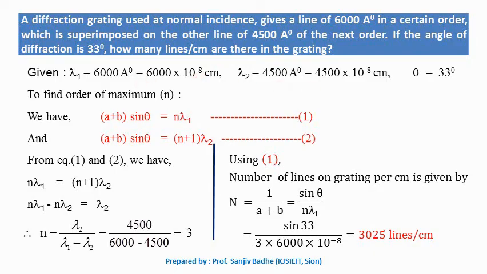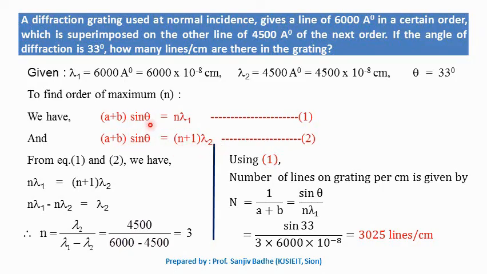So here we are not using a monochromatic light. The light incident on the grating contains two wavelengths, lambda 1 equal to 6000 angstroms and lambda 2 equal to 4500 angstroms. Theta is given as 33 degrees, the angle of diffraction. For the nth order maximum of lambda 1, we can write the condition as (a plus b) sin theta equal to n lambda 1, and in the same direction we are getting the n plus 1th order of lambda 2. So for the n plus 1th order of lambda 2, we can write the condition (a plus b) sin theta equal to (n plus 1) lambda 2.